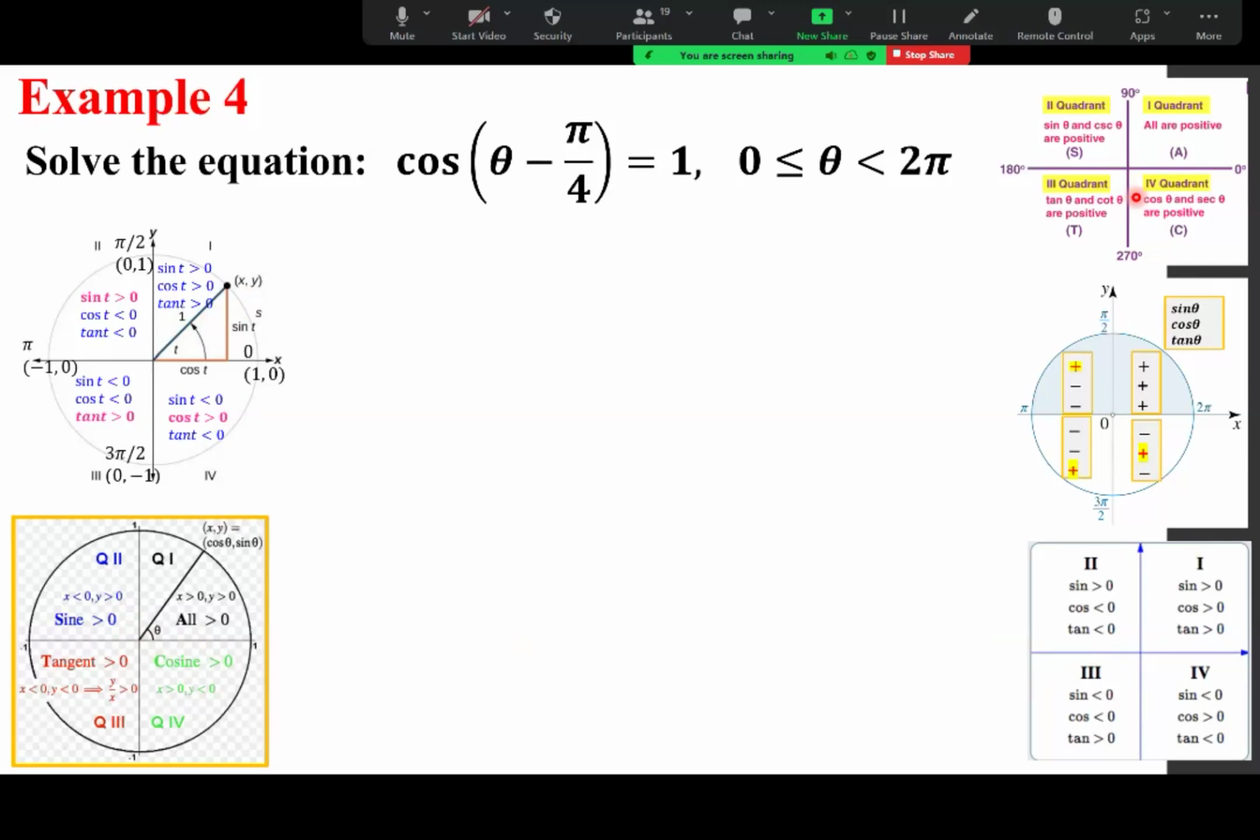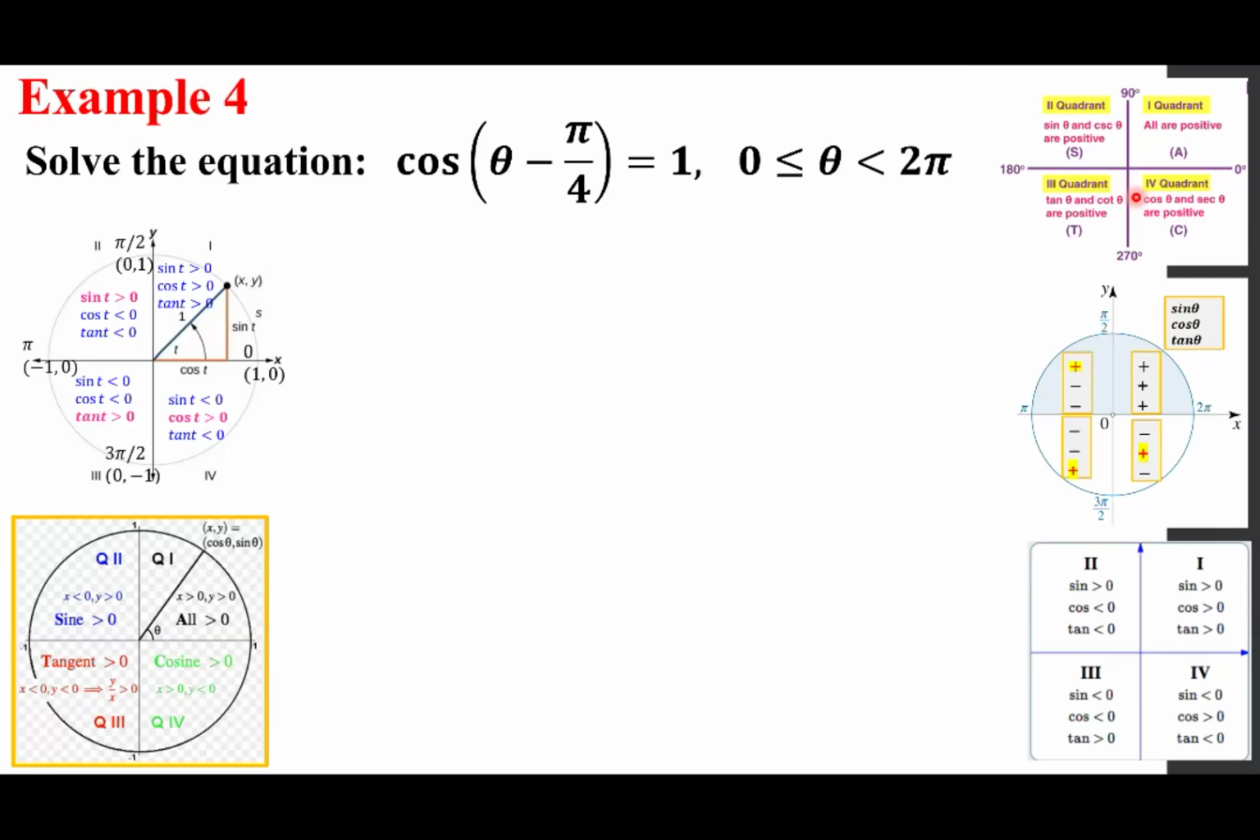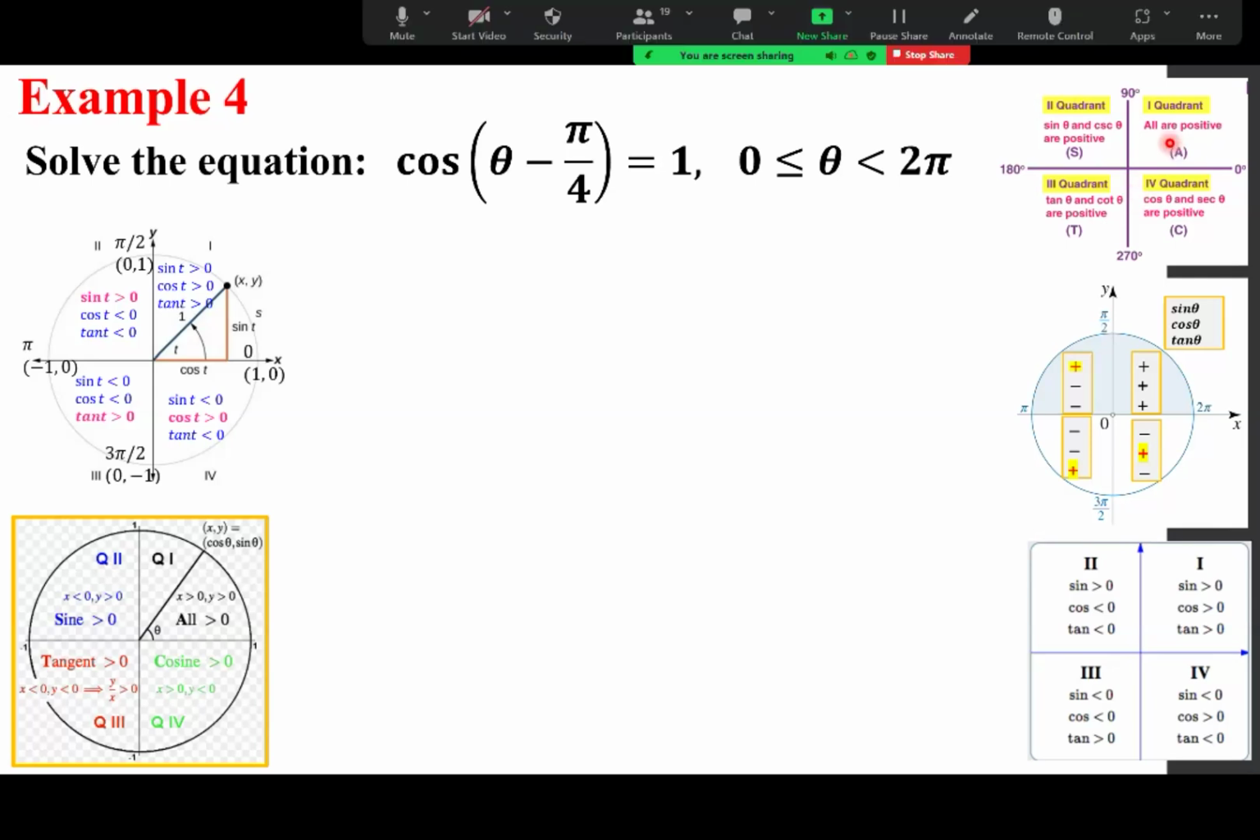And in short, in the first quadrant, all are positive. In the second quadrant, sine is positive, which makes cosecant positive. In the third quadrant, tangent is positive, which makes cotangent positive. In the fourth quadrant, cosine is positive, which makes secant positive.